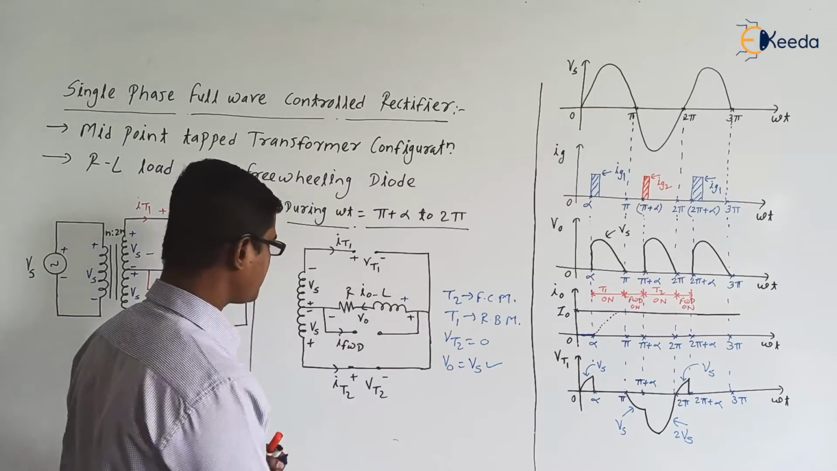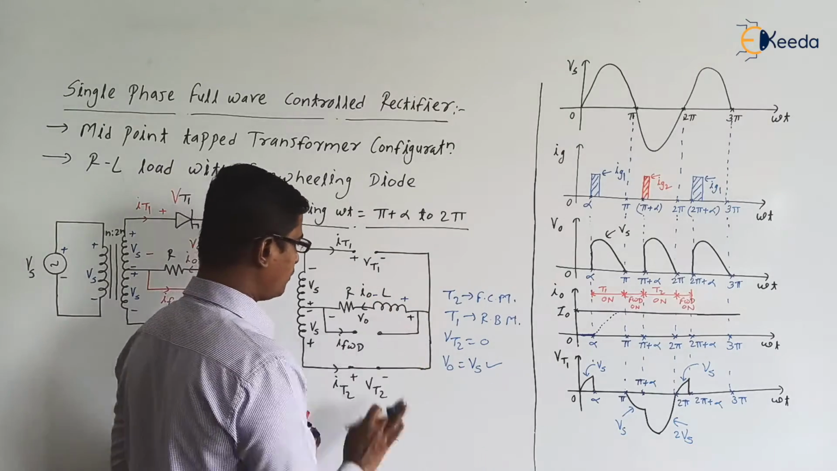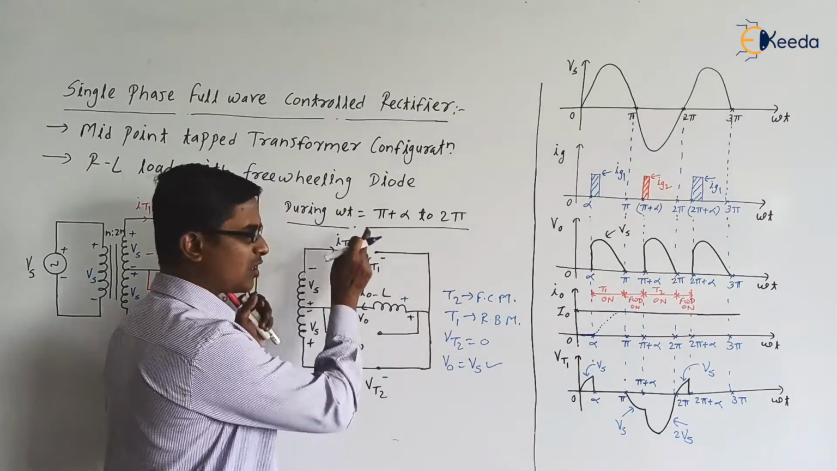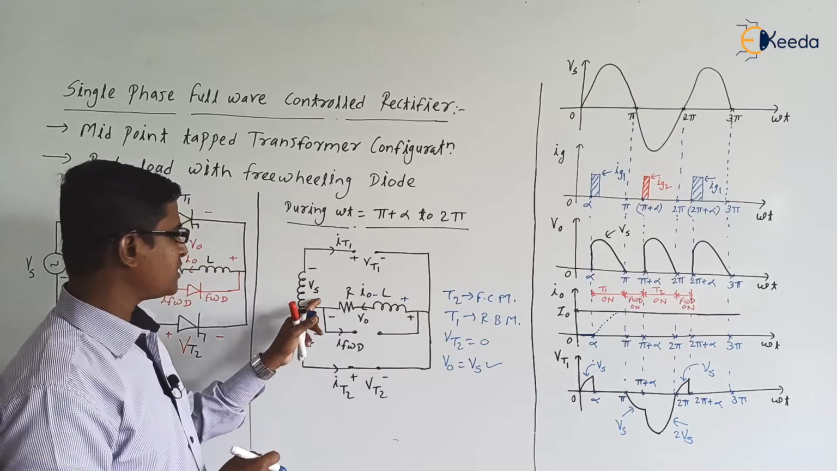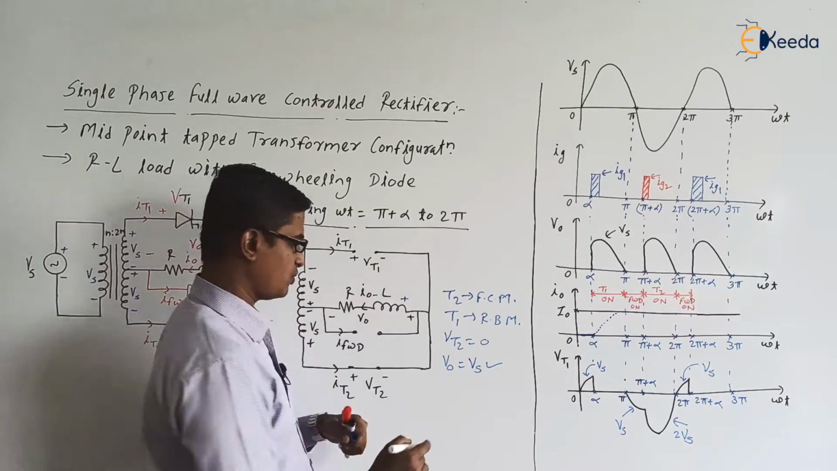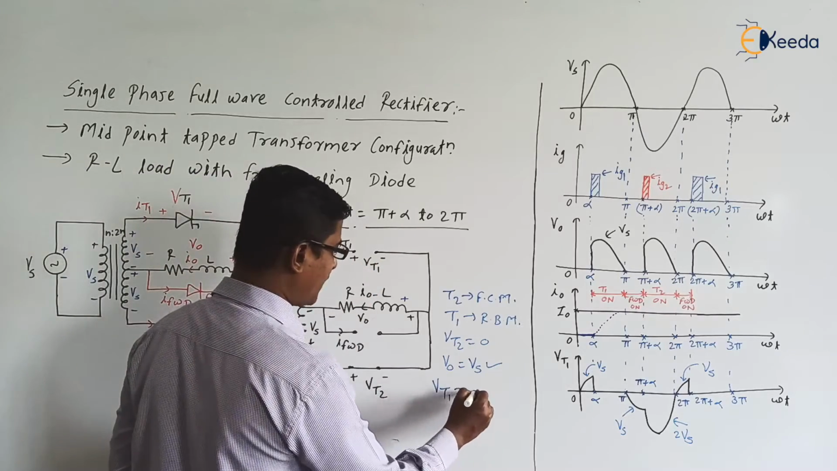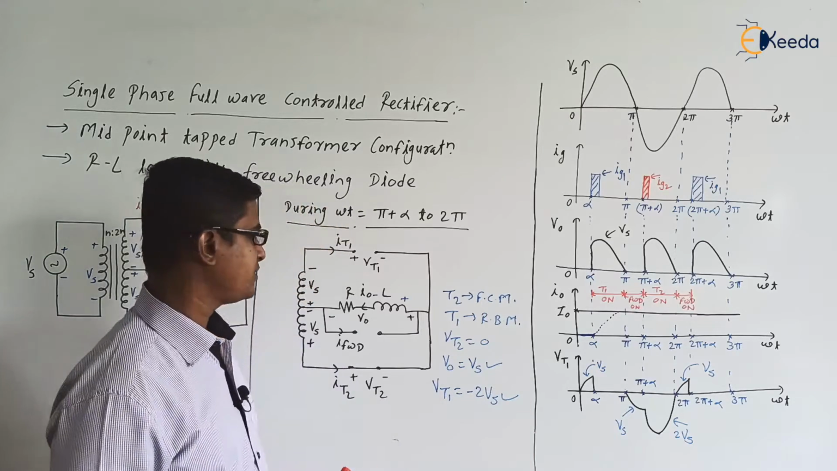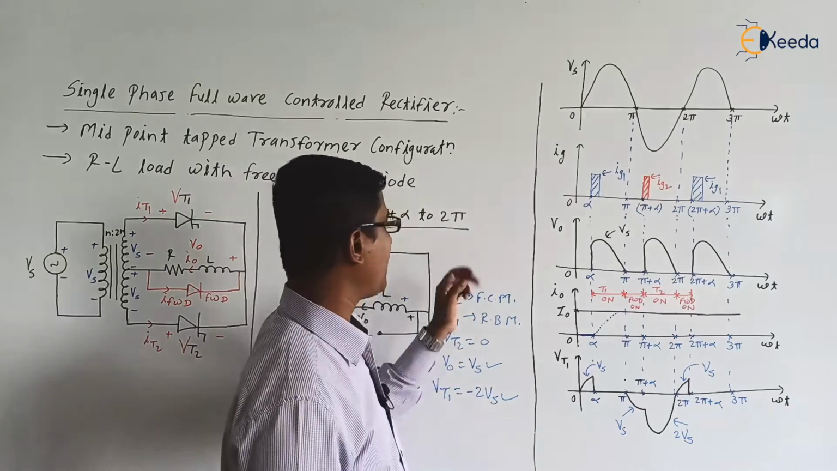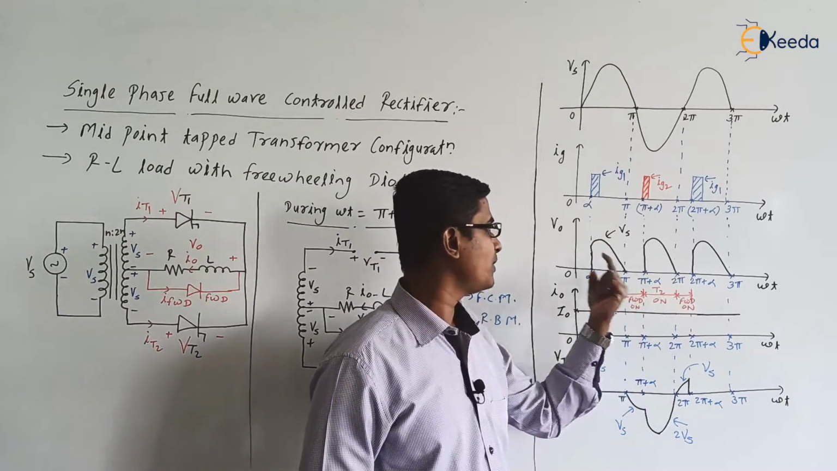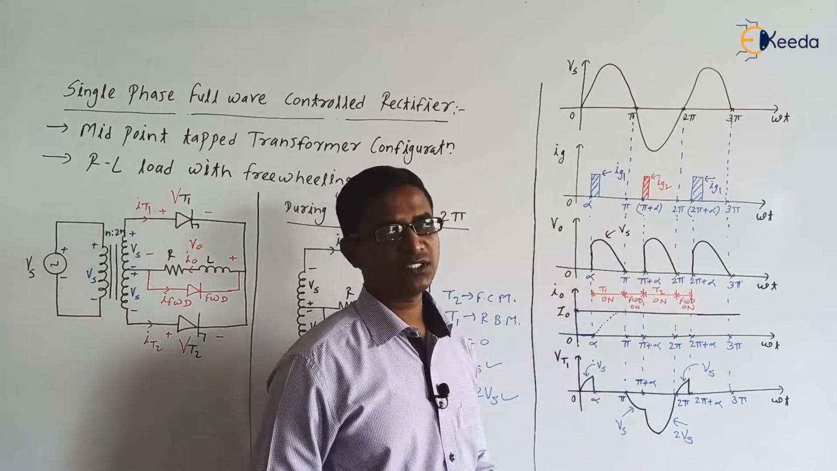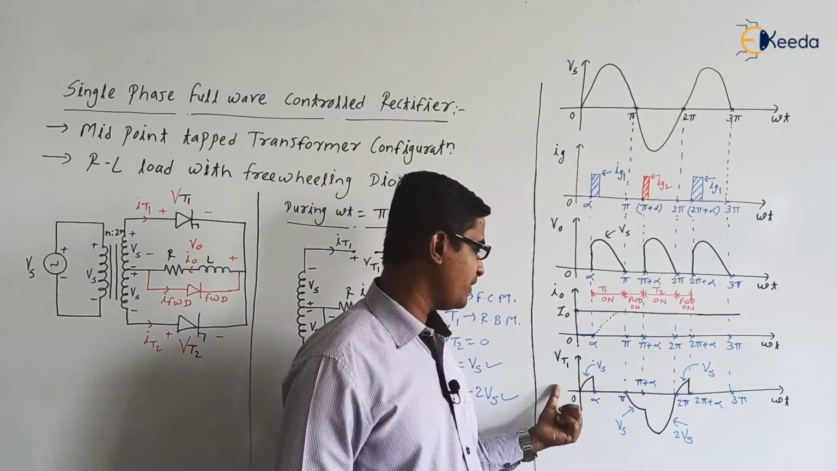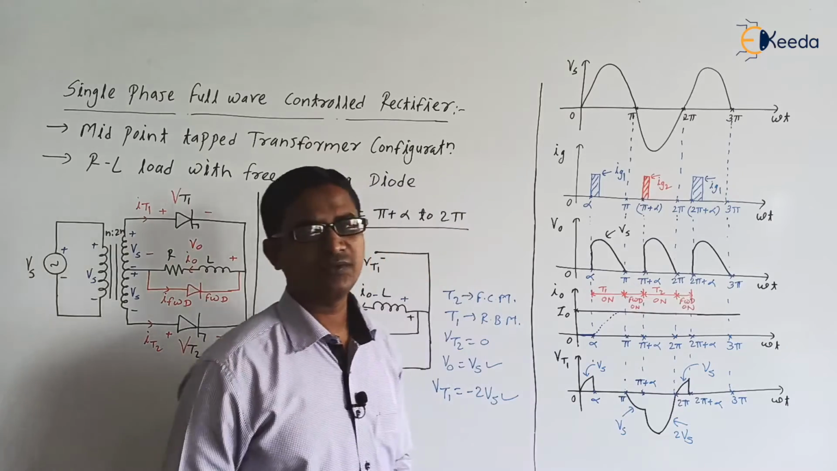Now V0 is equal to Vs. What is VT1? If we apply KVL to the outer loop, we get minus Vs minus Vs minus VT1 is equal to 0. So VT1 is equal to minus 2 Vs. From omega t equal to pi plus alpha to 2 pi, during this interval V0 is the same as the supply voltage. Next, I0 is constant current, and VT1 is minus 2 Vs.